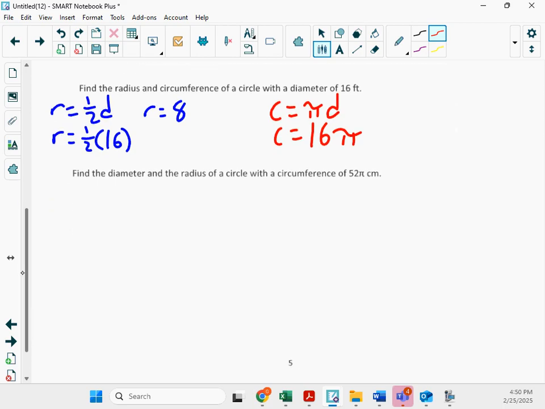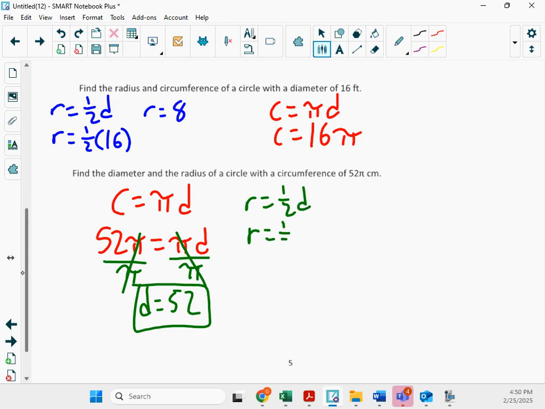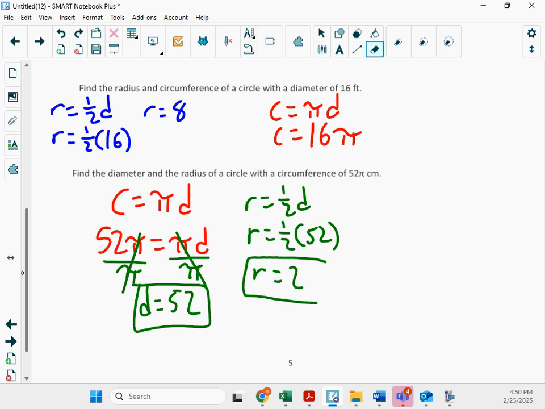Find the diameter and radius of a circle with a circumference of 52 pi. So if I know the circumference is pi times diameter, and the circumference is 52 pi, I could divide the pi away on both sides, because pi is just a number. It'd be like dividing by 2 on both sides. So I get that the diameter is 52. And we know that the radius equals half of the diameter. So if the radius is half of 52, that means the radius has to equal, not 29, sorry, 26.